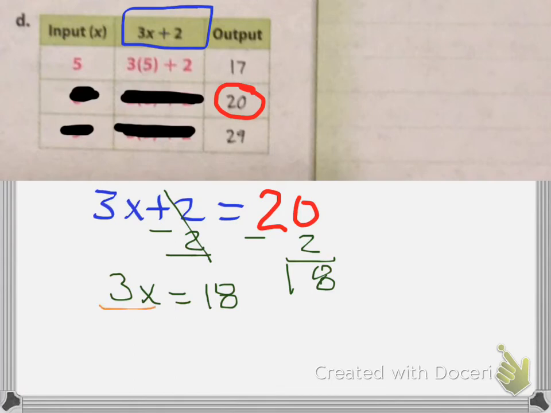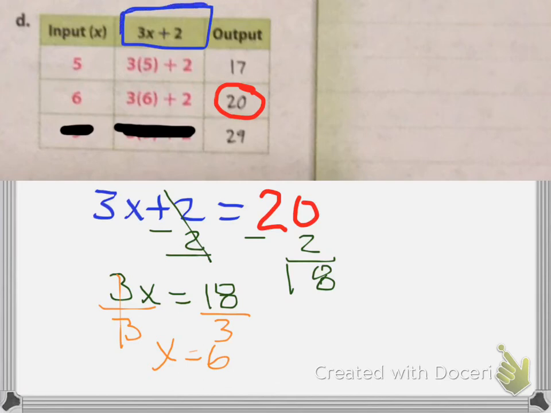And from here, you're just going to divide each side by 3. And you get x equals 6. So up here on top, you should have x equals 6. 3 times 6 plus 2 equals 20. Okay, and I should be able to fit it off to the side here for that last piece.